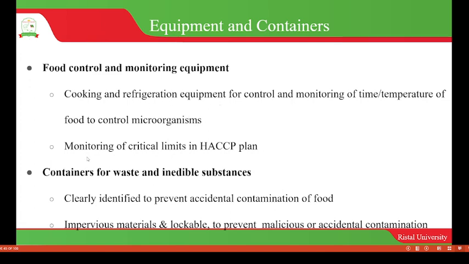Then containers for waste and inedible substances should always be clearly identified. This will help to prevent accidental contamination of food. And then the containers which are used for waste and inedible substances should also be made of impervious materials and be lockable, and this will also help to prevent malicious and accidental contamination.